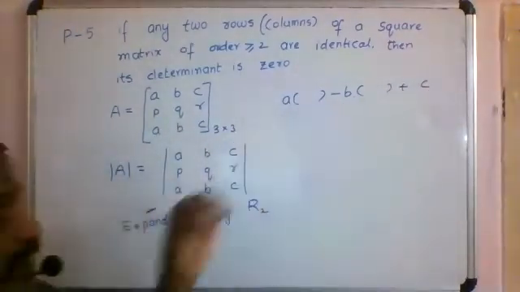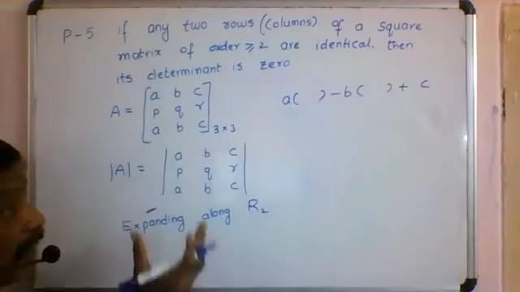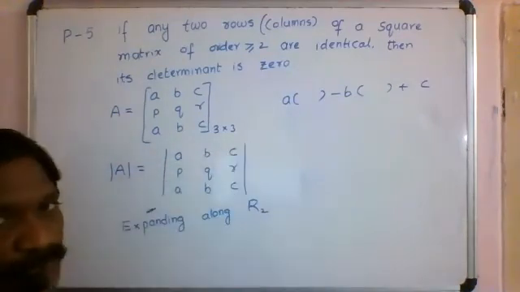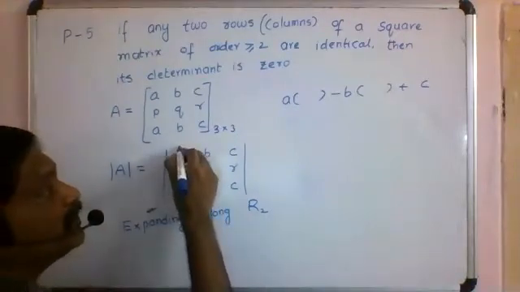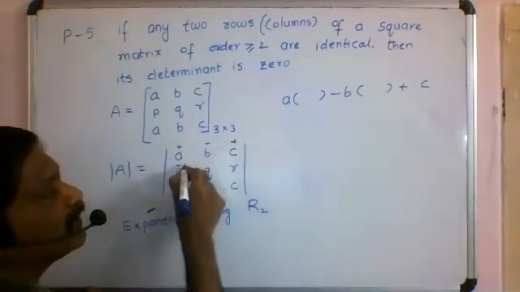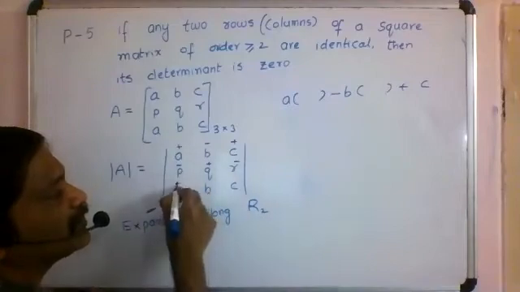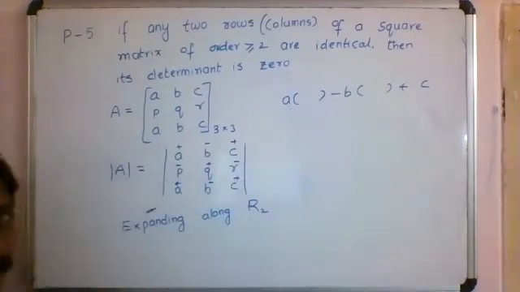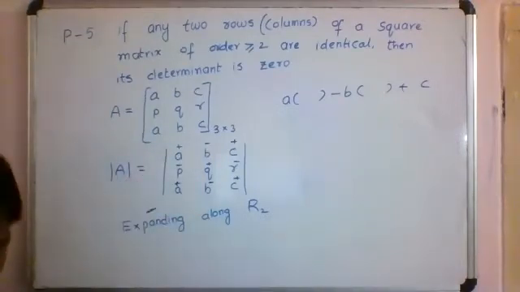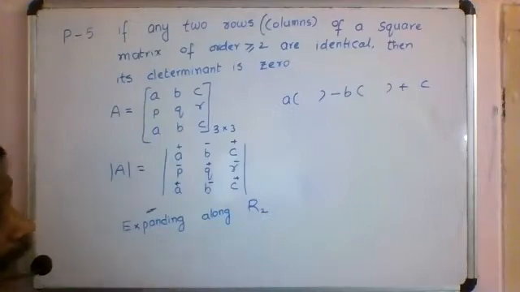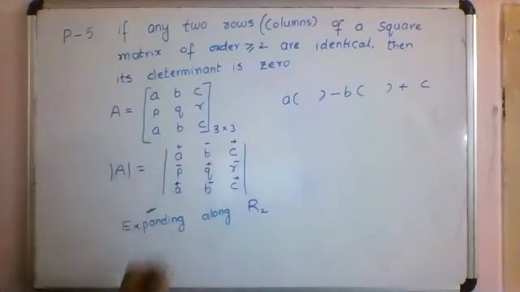Why did I keep a minus here? When we are finding cofactors of those elements, we are getting plus here, minus here, plus here, minus here, plus here, minus here, plus here, minus here, plus here. Alternately, we are getting pluses and minuses in this way while finding cofactors of each element here.